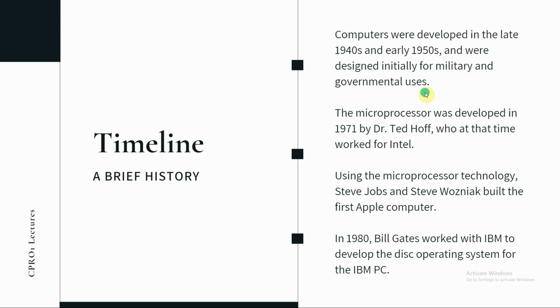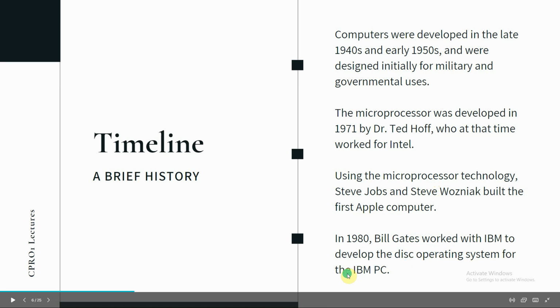And then later on, the microprocessor in 1971 was developed by Dr. Ted Hoff, who at the time worked for Intel, and from the start of the microprocessor technology, Steve Jobs and Steve Wozniak developed the first Apple computer after its development by Dr. Ted Hoff. And also in 1980, Bill Gates worked with IBM to develop the disk operating system, or DOS, for the IBM PC. So as a rival of the Apple computer, the IBM PC was also developed in the late 80s.